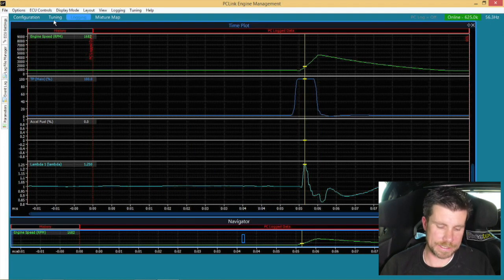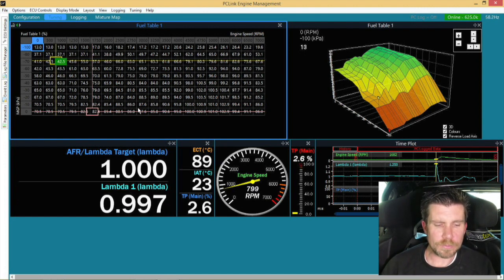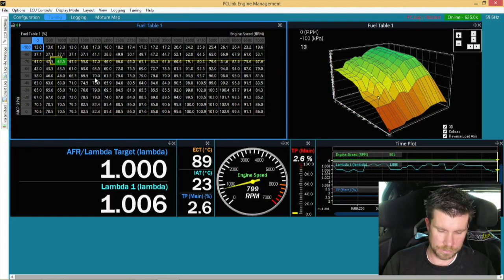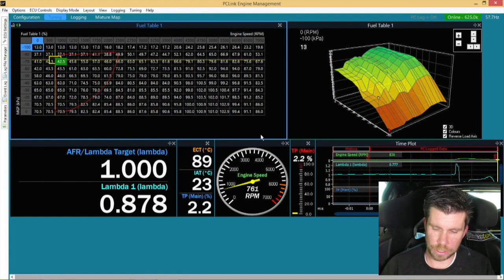Okay, now one other thing that I will point out that we're going to see when we're tuning that acceleration enrichment from a big stab on the throttle from idle, which we've just done. Now remember I said that the fuel table needs to be correctly tuned before we can tune the acceleration enrichment. That's really critical. When we're doing a large stab on the throttle from idle, I'll just see if I can capture it. I'll just log a little bit of data here. Okay, now let's have a look at what exactly happened there.